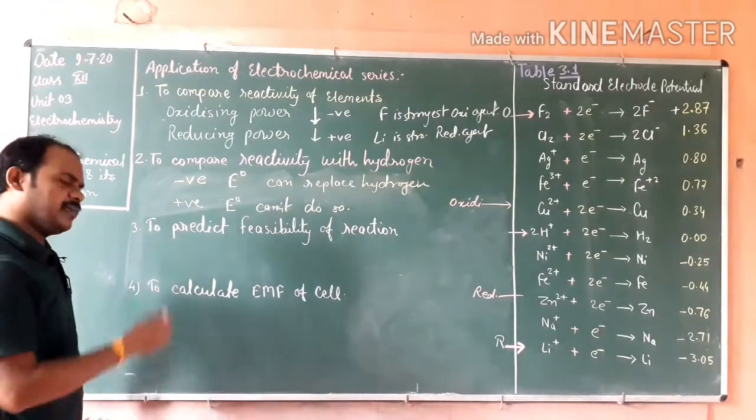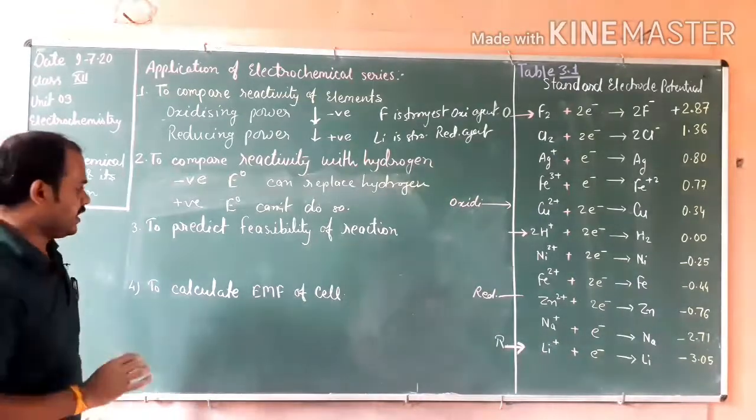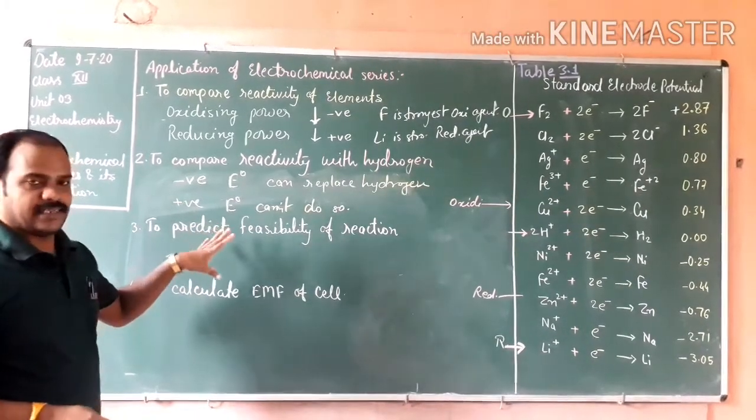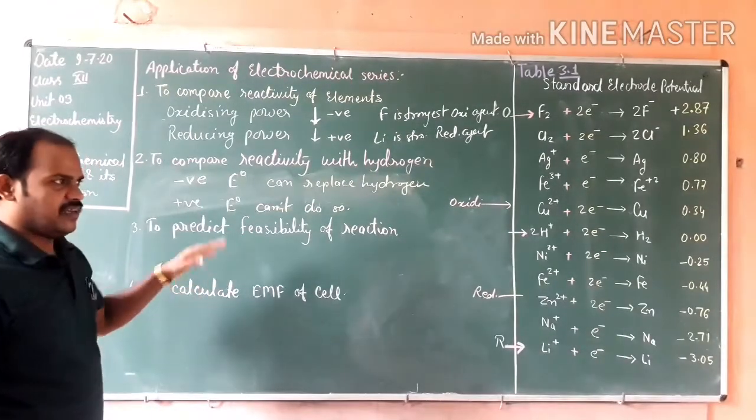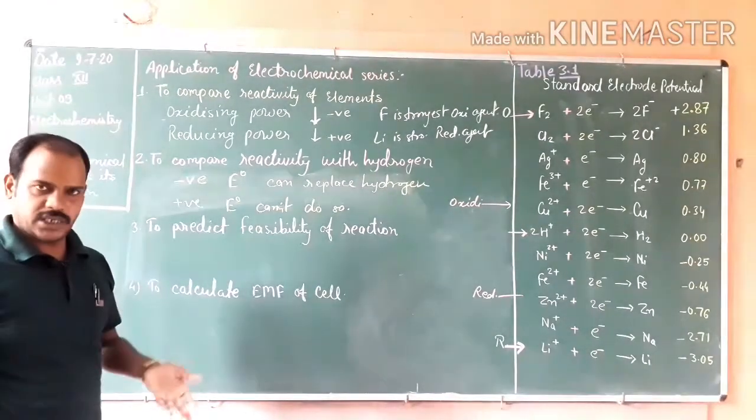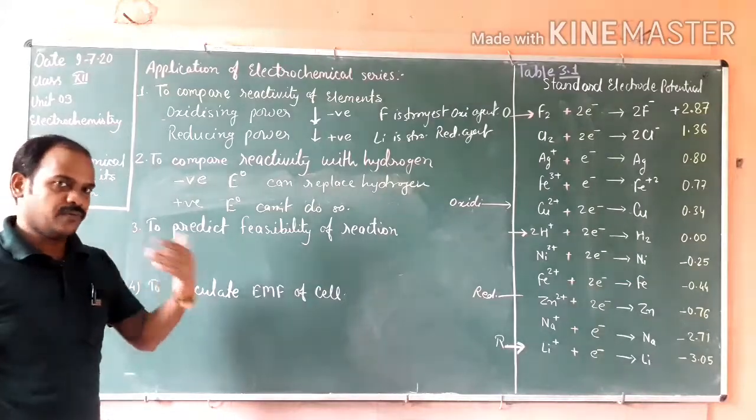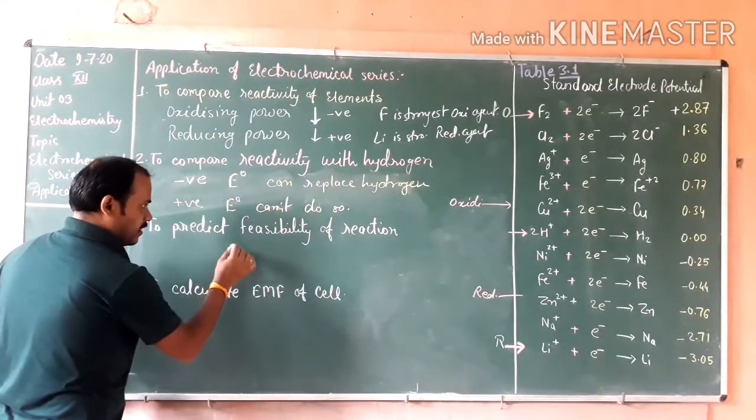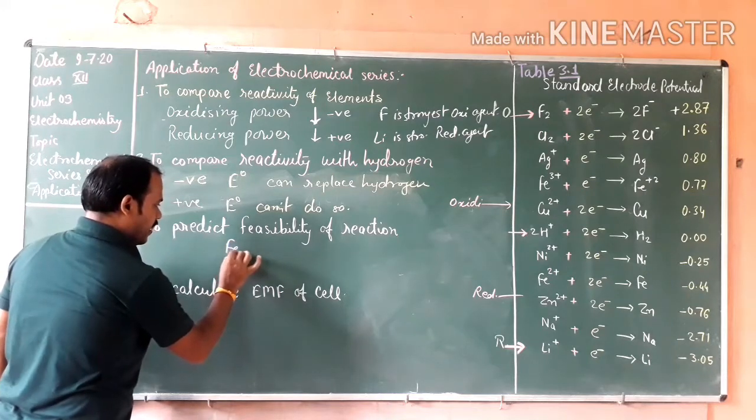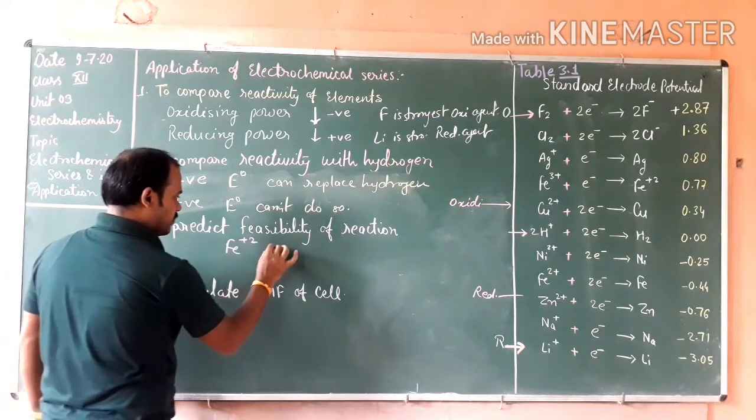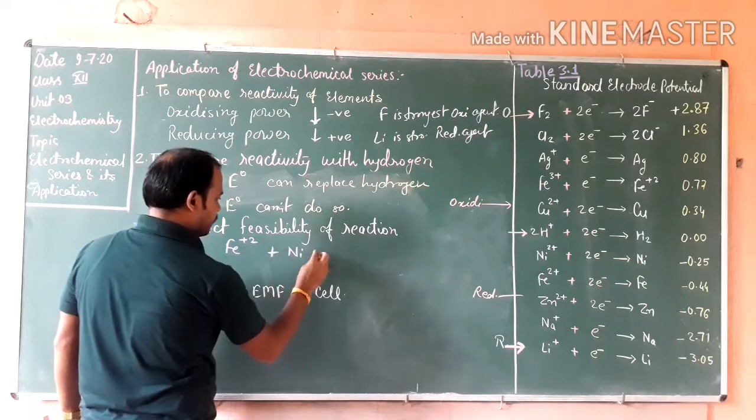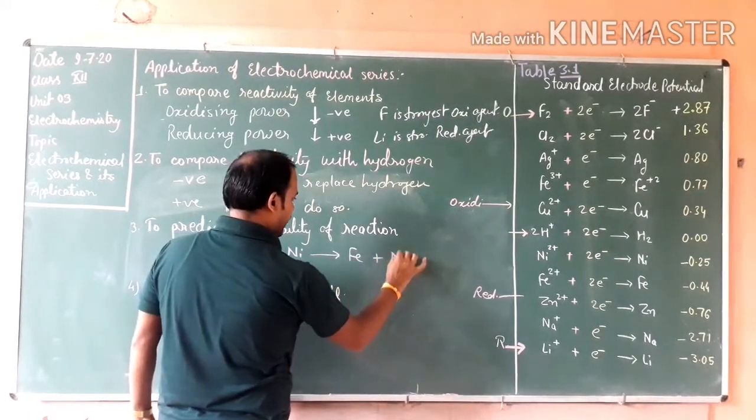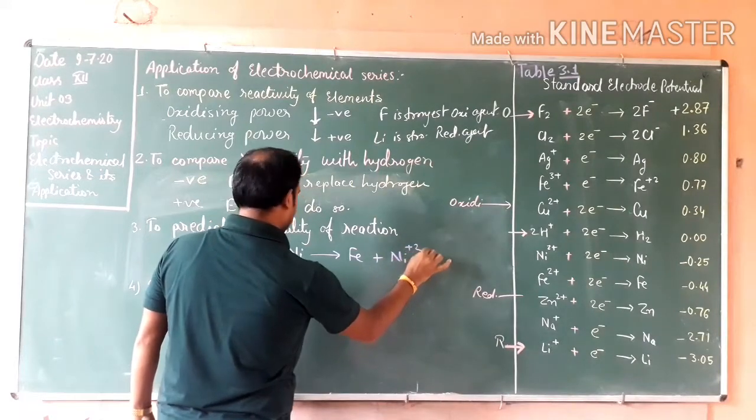So how can we predict? Simple point. In a chemical reaction, if it is a redox reaction, then definitely one element will undergo oxidation and the second element will undergo reduction. So now students, let's see. I am writing an equation here: Fe2+ plus Ni, they form Fe and Ni2+.